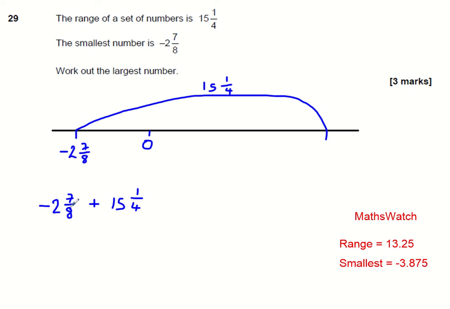So in order to do this, we first of all need to make them into improper fractions. In order to do that, I say 2 times 8 is 16, and 16 plus that 7 is 23.